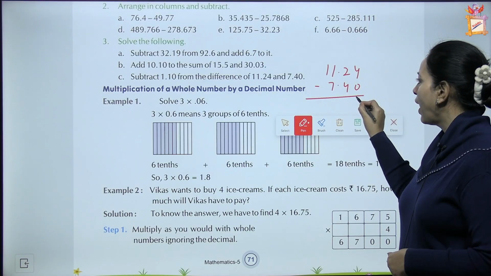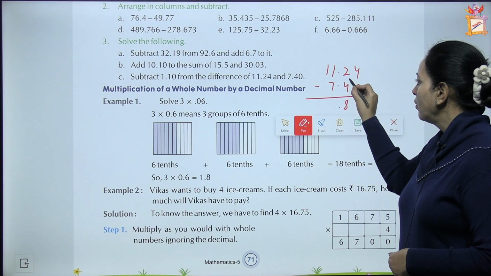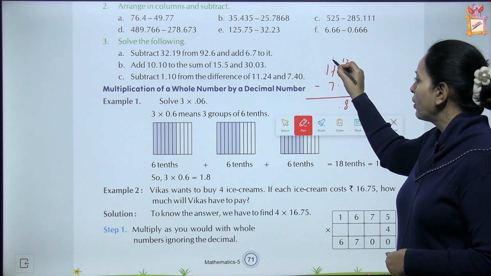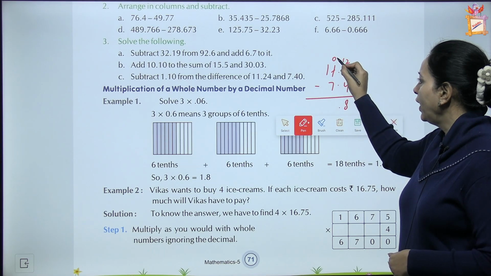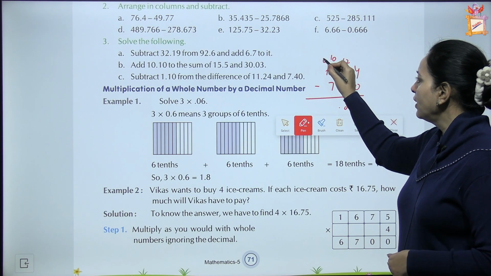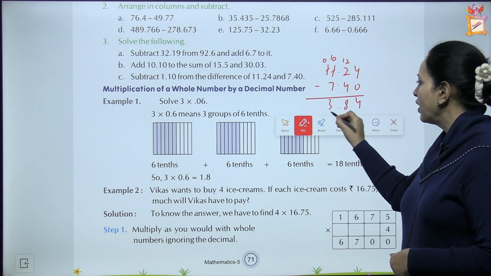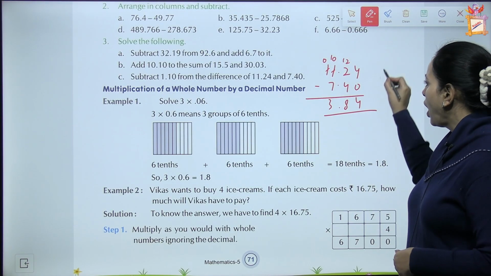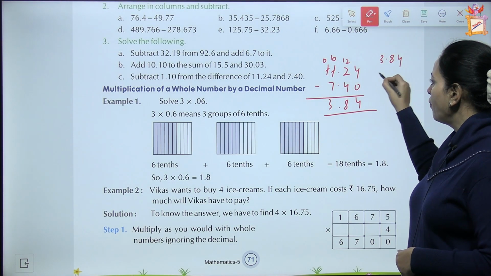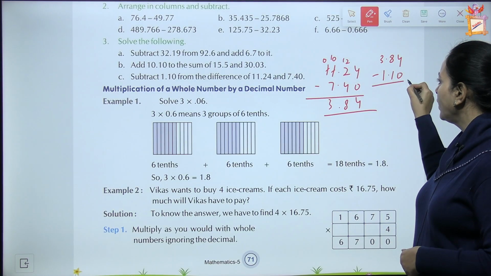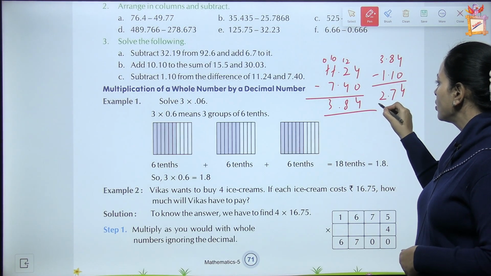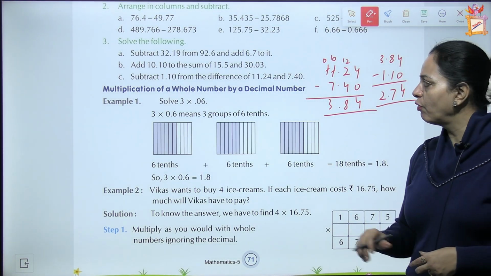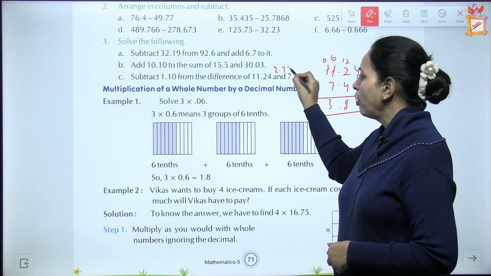So just do subtraction. It becomes 12, it becomes 0, 12 minus 4 is 8. Now it becomes 10, this becomes 0, 10 minus 7 is 3. So the answer is 3.84. Now 3.84 minus 1.10, so this is 2.74. So do it very carefully.